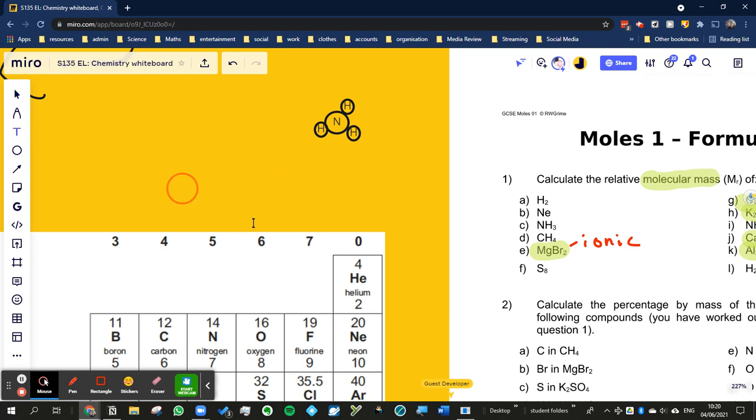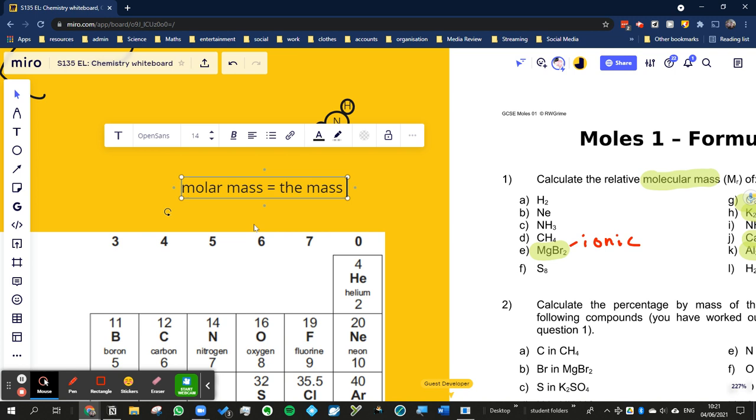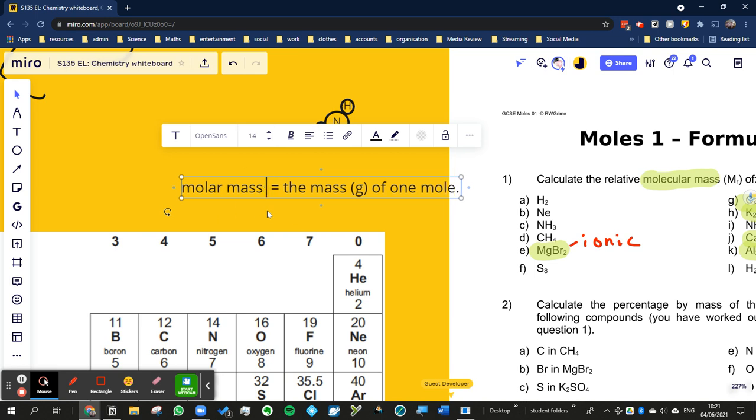So let's just write that down. Molar mass means the mass in grams of 1 mole, okay? And the unit for molar mass would be grams per mole, of course.